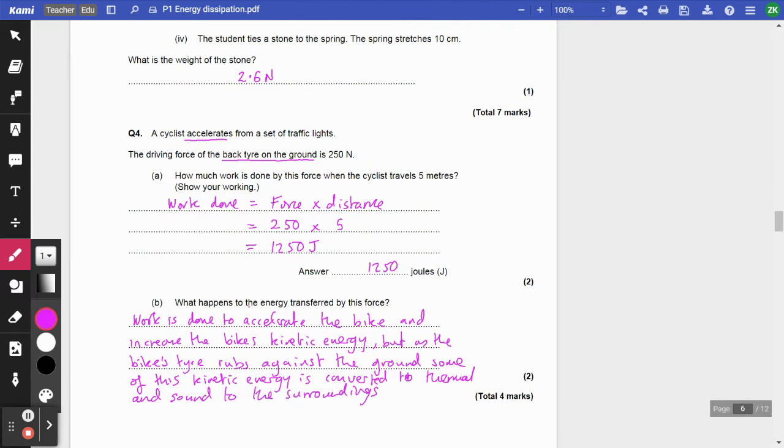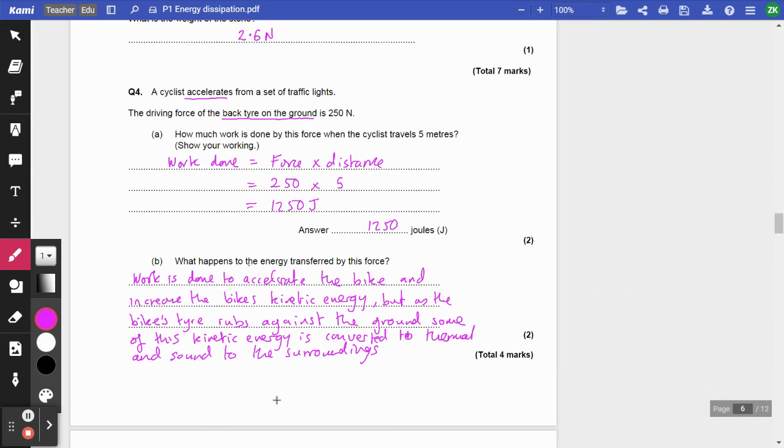Question 4. A cyclist accelerates from a set of traffic lights. The driving force of the back tire on the ground is 250 newtons, and they travel 5 meters. What's the work done? Remember the formula: work done is force multiplied by distance. That's 250 as the force, and the distance is 5, and that's 1,250 joules of work done to accelerate the cyclist.